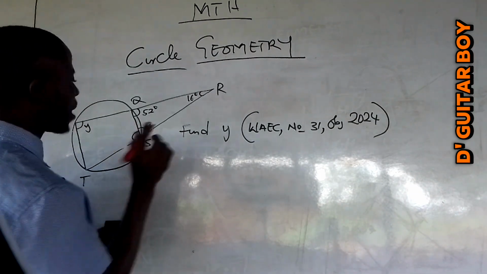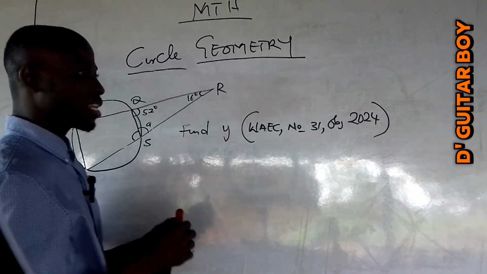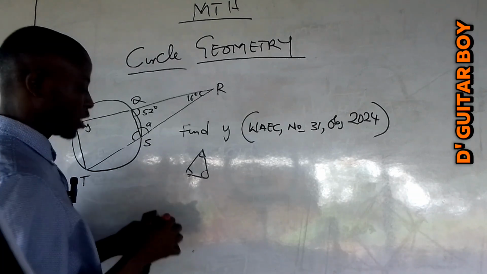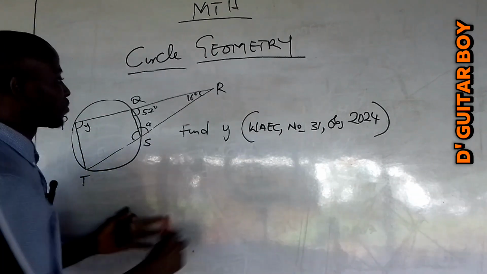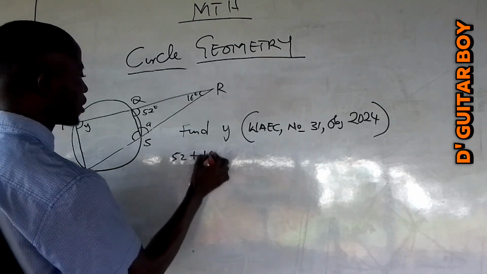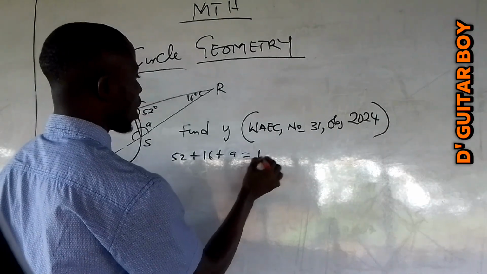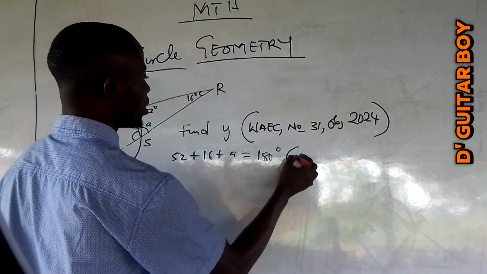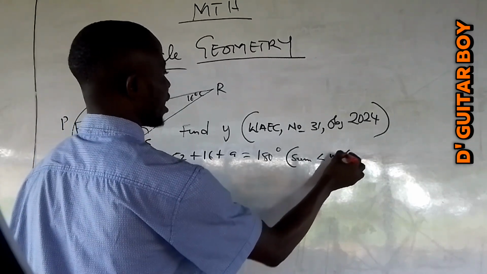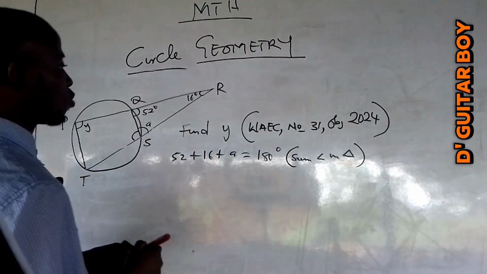Now, you remember the theorems when we say that this is a triangle. You remember when we say that the sum of the angles in a triangle is equal to 180, that is here plus here plus here is equal to 180. Now, coming back to here, we can say that 52 plus 16 plus A is equal to 180 degrees. What's the reason? Sum of the angles in a triangle is equal to 180 degrees.